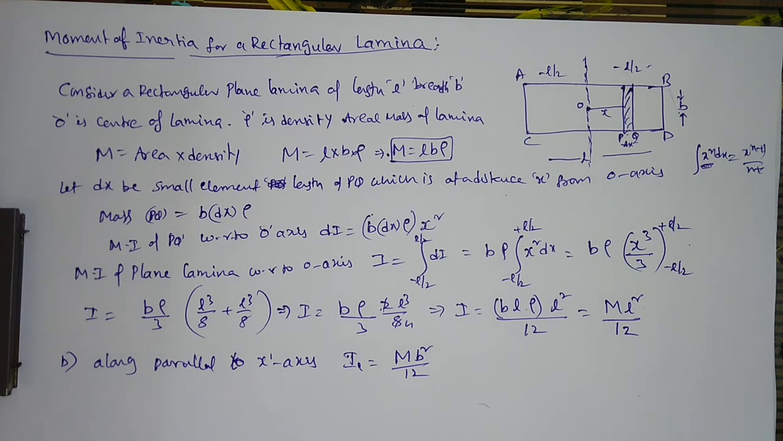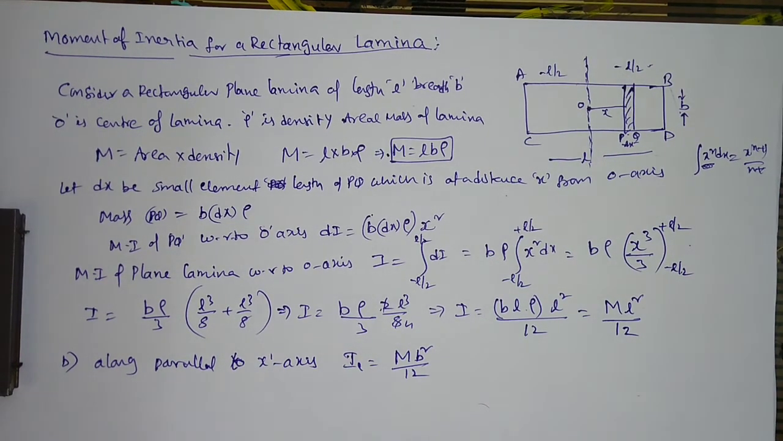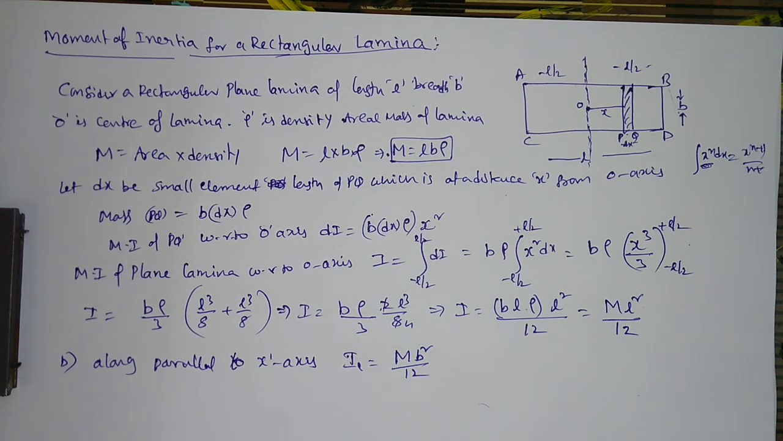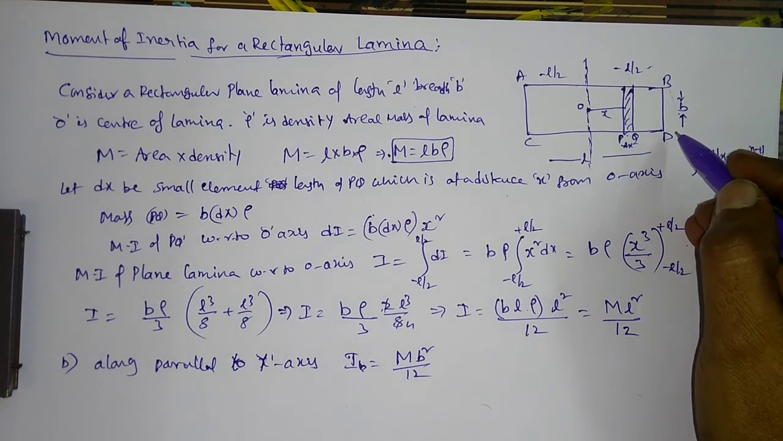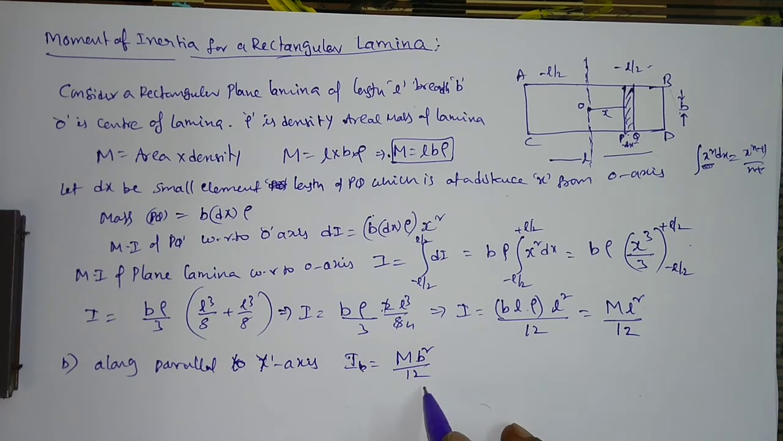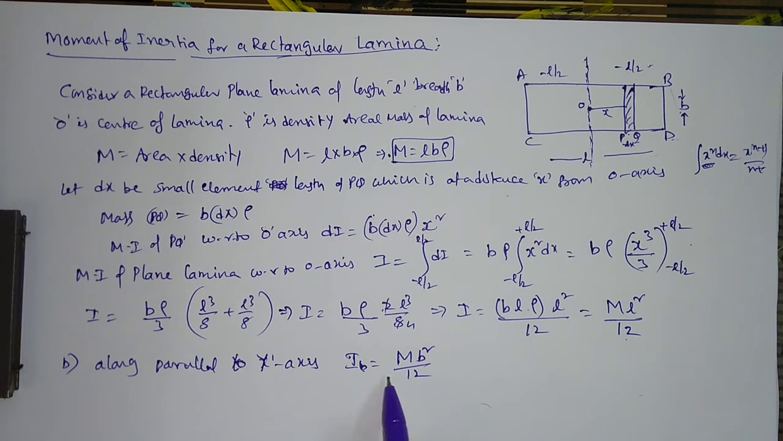Next, you can use so many things here. Across any one end you can use. If you consider the moment of inertia along the axis parallel to the y axis, the formula is M b square by 12, and for the x axis, as you know, ML square by 12.